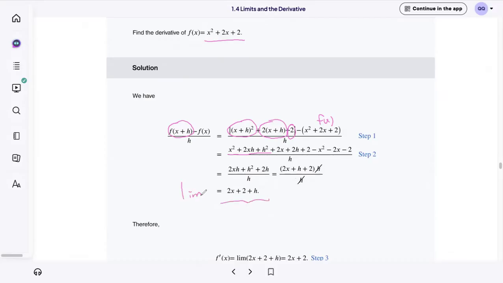Then we take a limit. We let h approach 0. When that happens, we just get 2x plus 2. So the derivative of this function is 2x plus 2.